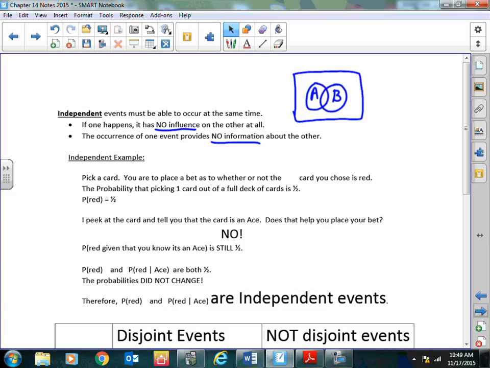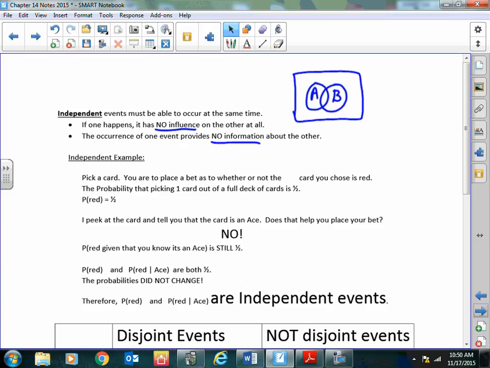And I'm going to give you some more information, and then I'm going to let you reevaluate your bet. Okay, here's my new information. It's an ace. So what does that now do to the probability of it being red? Yes, it did nothing. So the probability of it being red is still 1/2 because half of the aces are red, just like half of the deck is red.